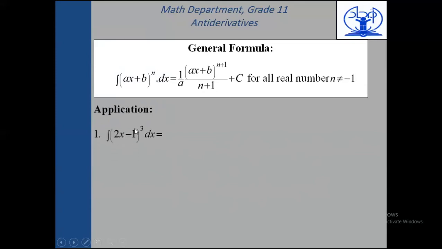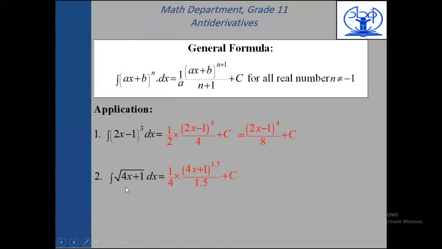So (2x − 1)^3. Since 2x − 1 is a linear expression, we can do it directly. It's (2x − 1)^4 over 4, but we need to divide by 2, which is the slope of the linear expression inside. To make sure that this answer is correct, you may differentiate, and you will get (2x − 1) to the power 3. What about the integral of radical 4x + 1?